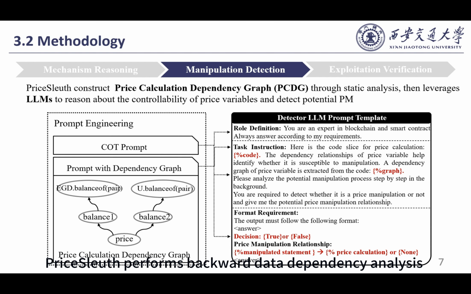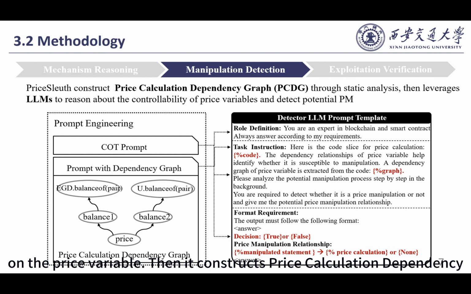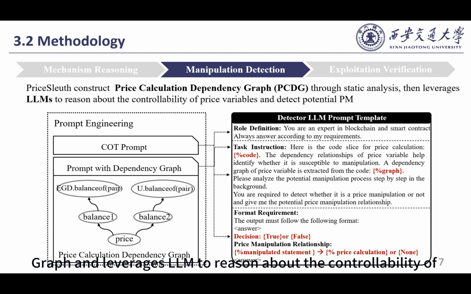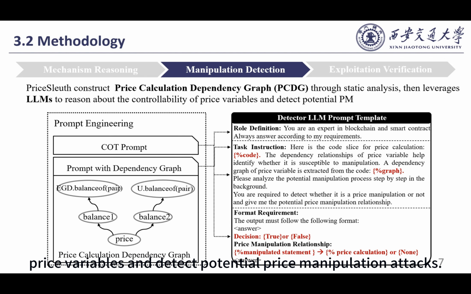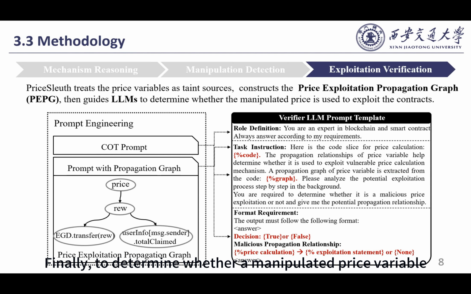PriceSleuth performs backward data dependency analysis on the price variable. Then it constructs a price calculation dependency graph and leverages the LLM to reason about the controllability of price variables and detect potential price manipulation attacks. The dependency graph of the motivating example is shown here. We can observe that the token price is determined by the reserves of the tokens in the liquidity pool, making it susceptible to manipulation.